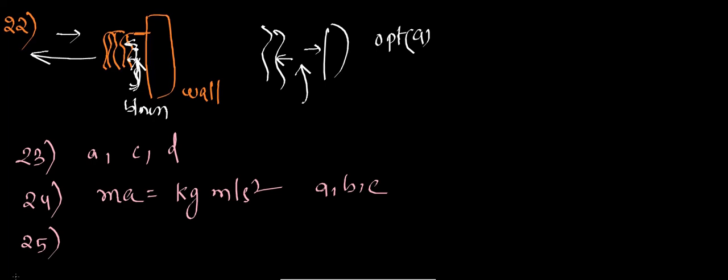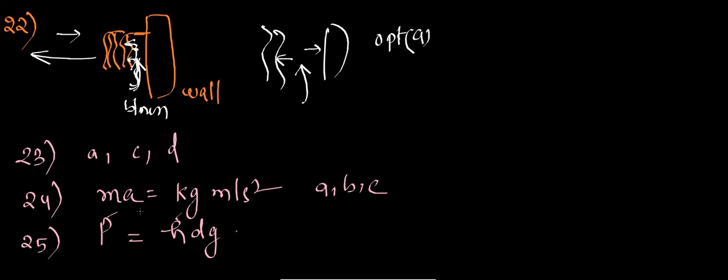Now choose the wrong statement among the following. The pressure at a point in a fluid. What is the pressure in a liquid? It is depth into density into gravity. Now see the statements. Pressure at a point in a fluid is directly proportional to the depth of the point from the surface. Obviously, pressure depends on the depth, so this is a true statement. You have to pick the wrong statement here.